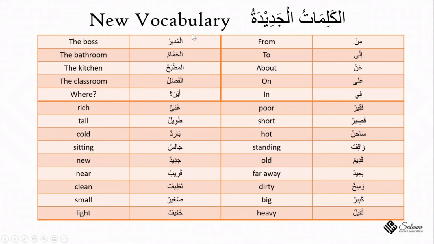The new vocabulary here, you can see I added the prepositions here, so please go over them, really important. These are the new words in this lesson, and also these are some adjectives. فقير, قصير, ساخن, واقف, قديم, بعيد, وسخ, كبير, ثقيل.